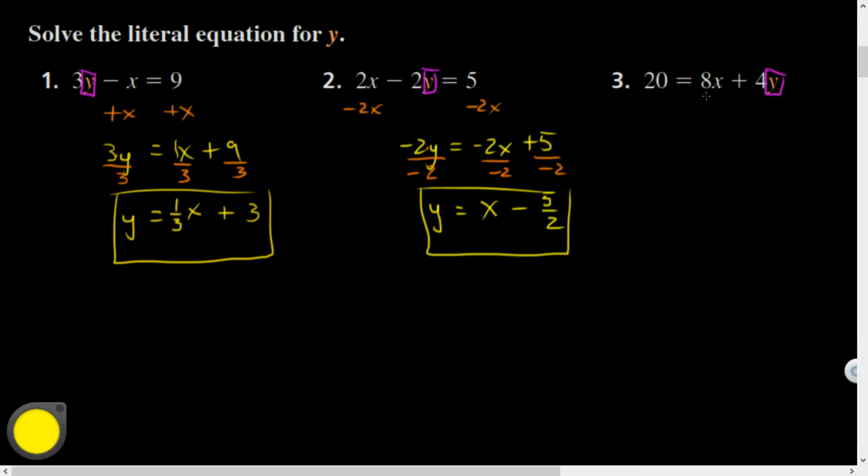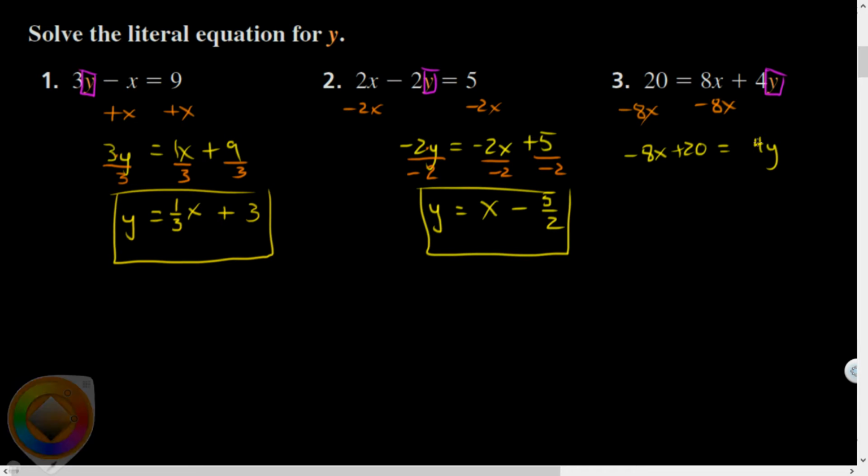Here we go. To get y by itself, I'm going to move that 8x, subtract 8x from both sides. I can't combine those. I'm going to write the 8x first, though. Negative 8x plus 20 equals 4y. Now, how can I get rid of that 4, friends? Divide everybody by 4. Everybody.